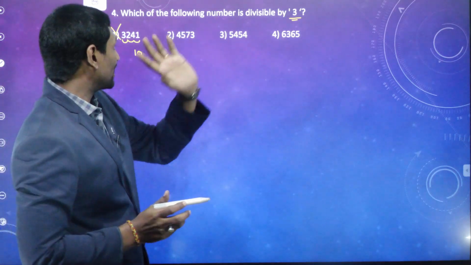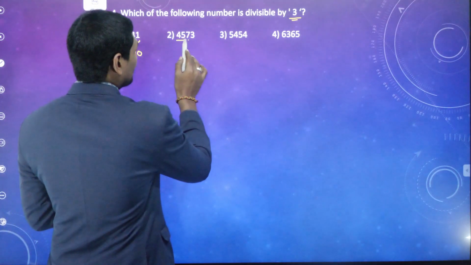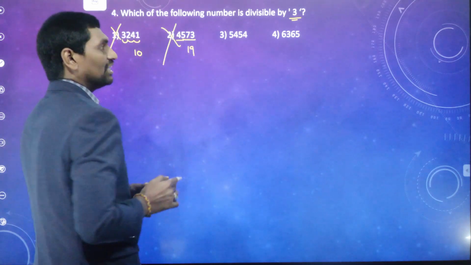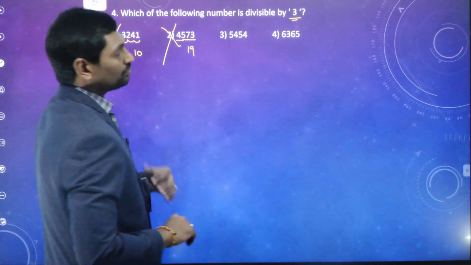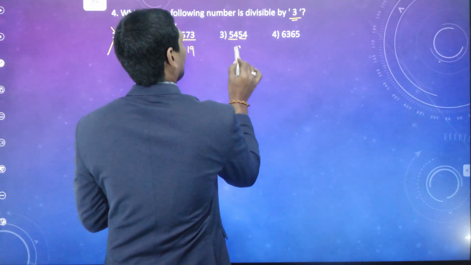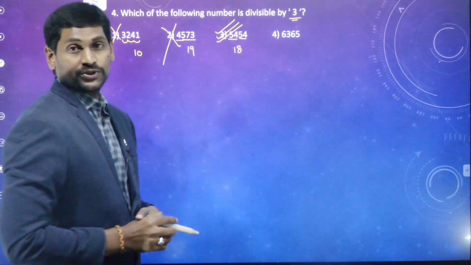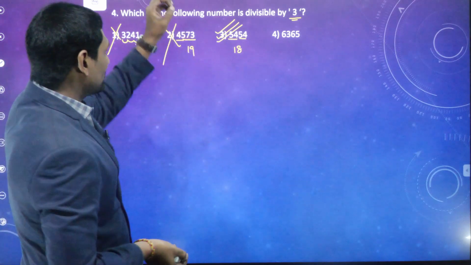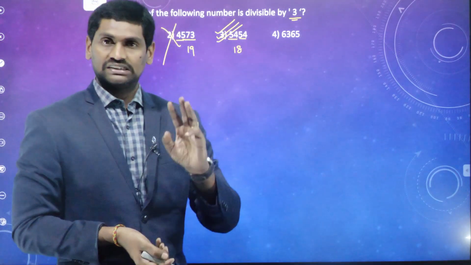Now the second option: 4 plus 5 is 9, 9 plus 7 is 16, 16 plus 3 is 19, which is not a multiple of 3, so we can neglect the second option also. Then 5 plus 4 is 9, 9 plus 9 is 18. Yes, 18 is a multiple of 3. Option number 3 is the correct answer, so our required answer is 5454. This number is exactly divisible by 3.